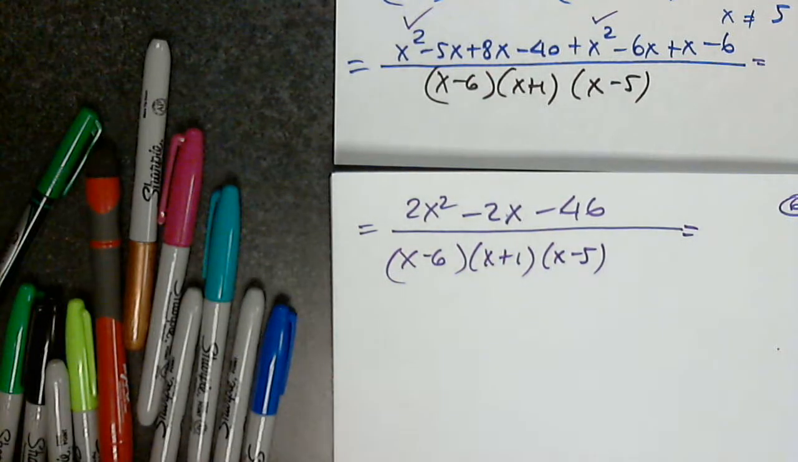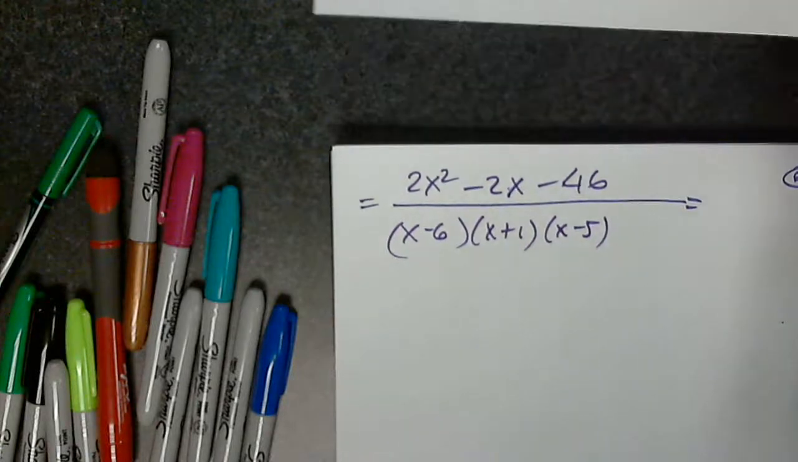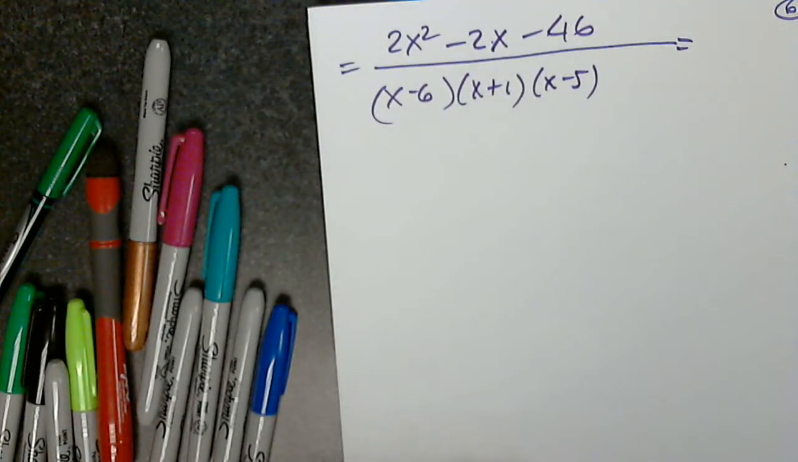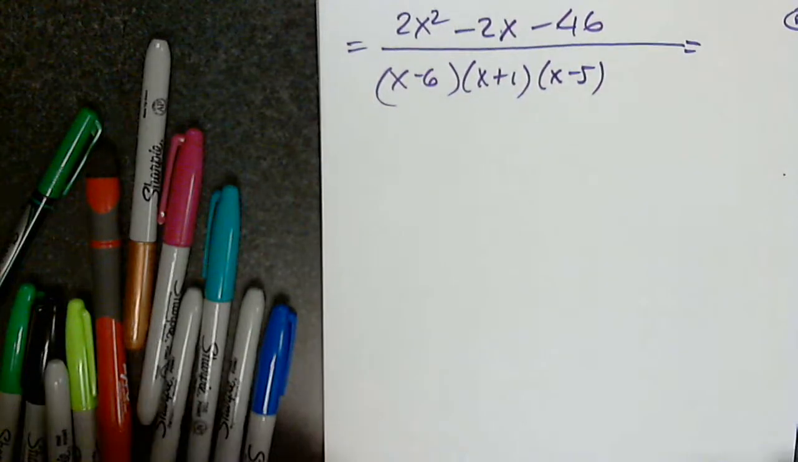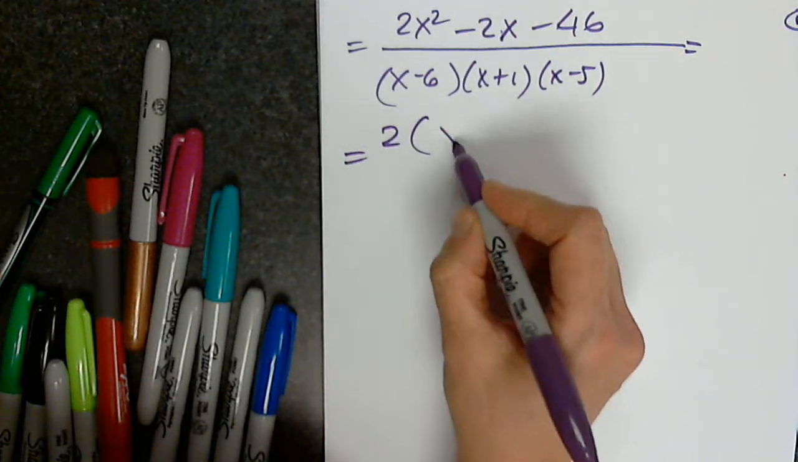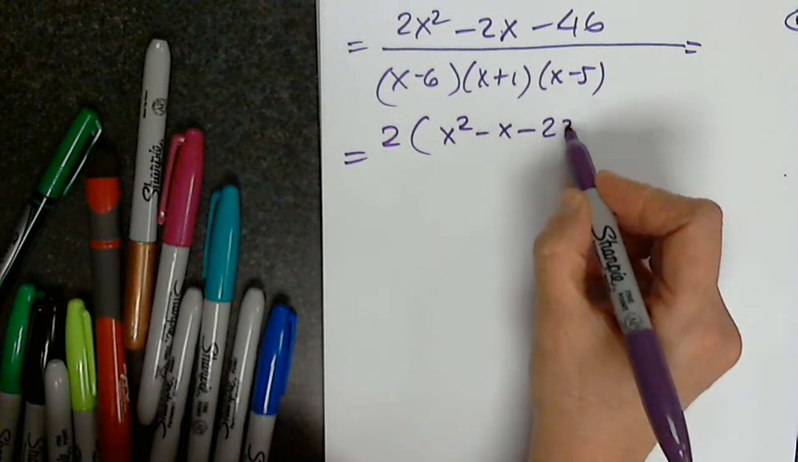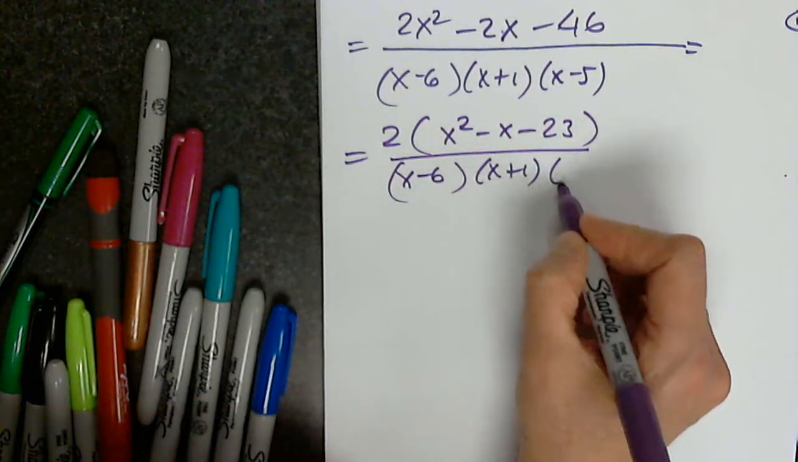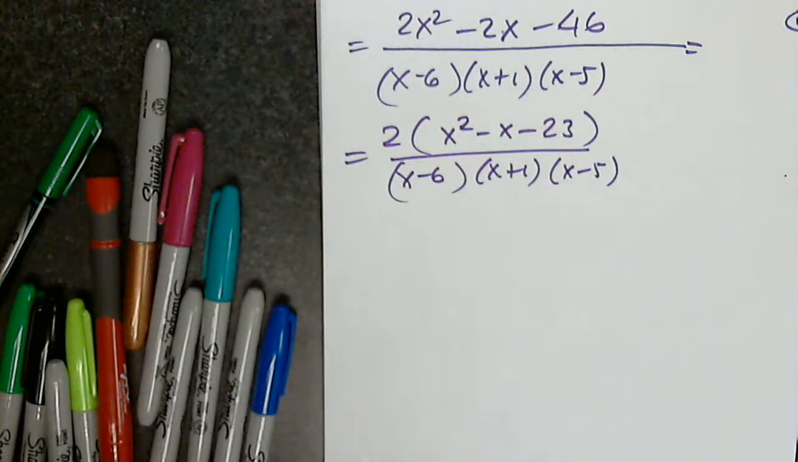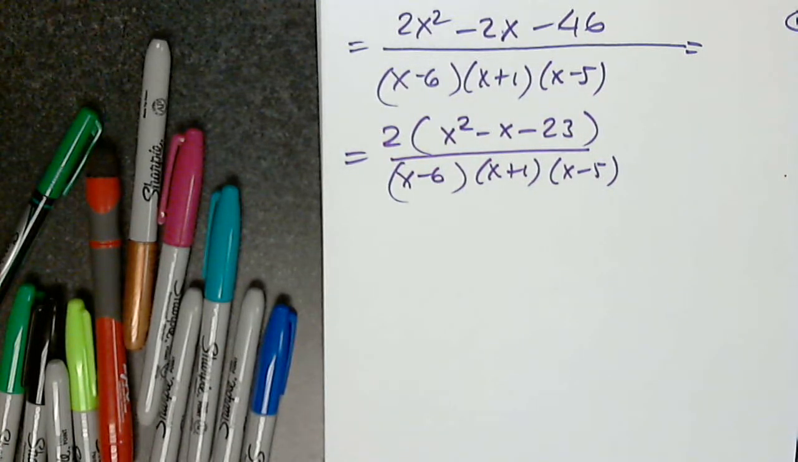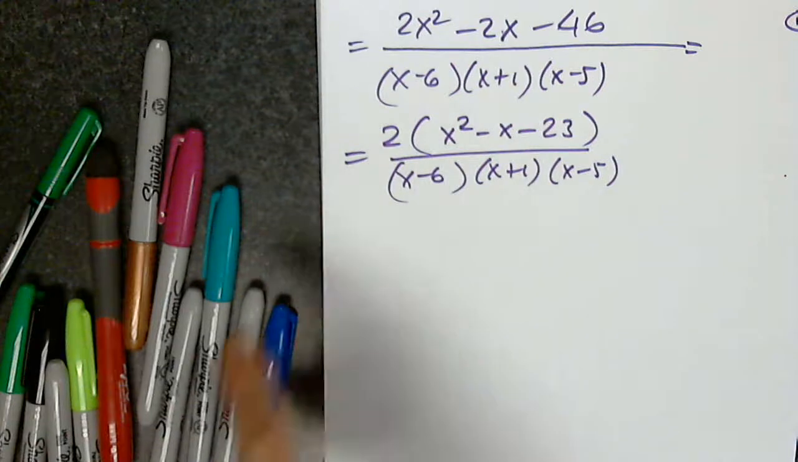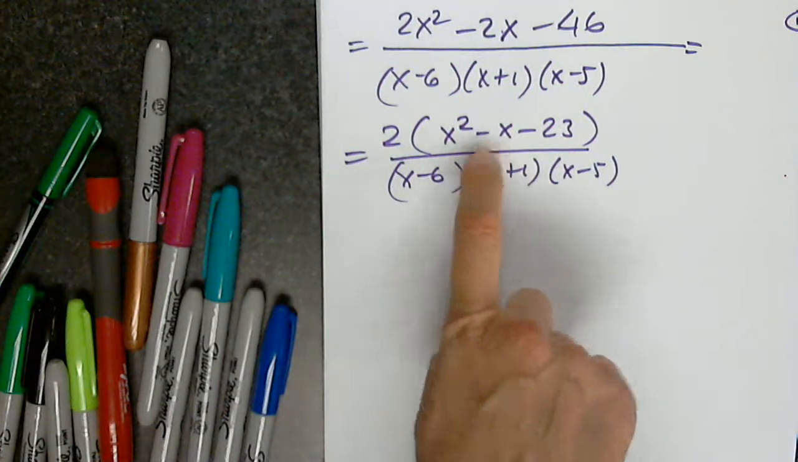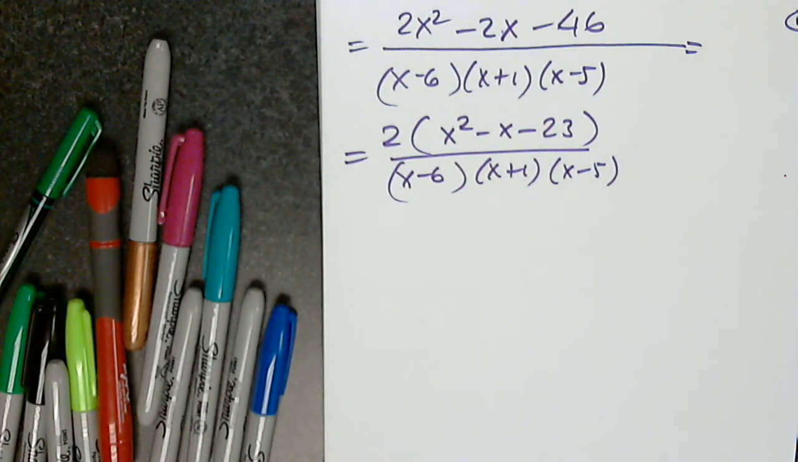Now, of course, I will try something at the top. There is no guarantee that I can do anything, but I have to try. So I will factor out the 2, and I get x squared minus x minus 23 divided by x minus 6, x plus 1, x minus 5. There is nothing I can do at the top. With the product of -23, which is a prime number, and a sum of -1, there is nothing I can do here. So this is it, assuming conditions are fulfilled.